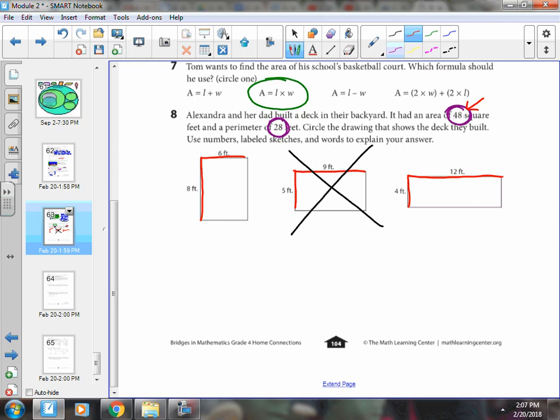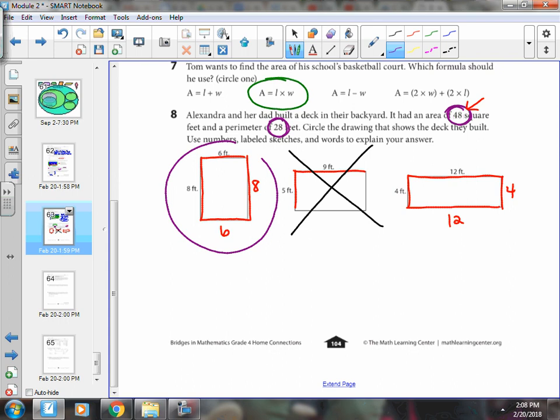Now the perimeter needs to be 28. Let's look at this first one. 8 plus 6 is 14. Plus another 8 plus another 6 is also 14, right? Don't forget to add the other sides. And that gives us a perimeter of 28. Let's check out the last one. The last one is 12 plus 4, which is 16, plus another 12 and another 4 is 16, which would be 32. So that one doesn't match. The only one that matches is this first one.